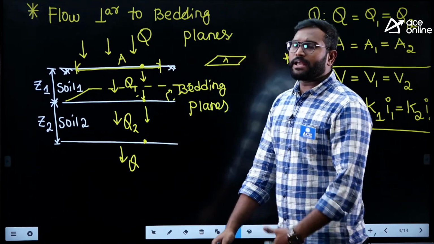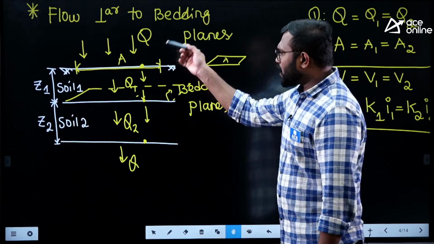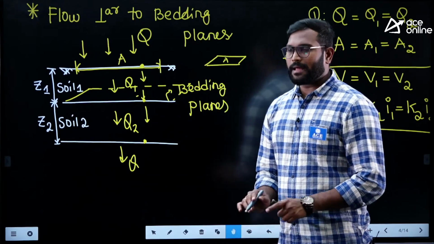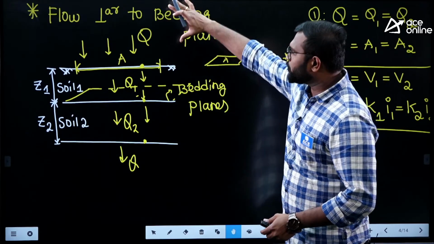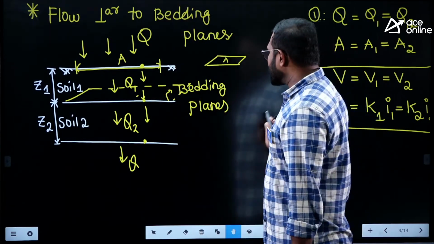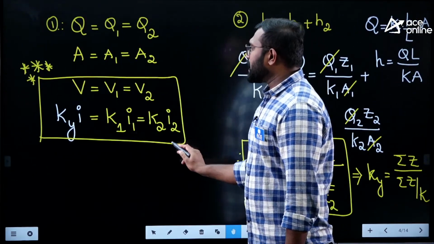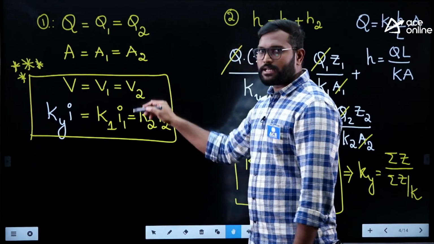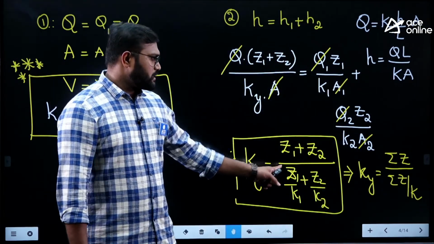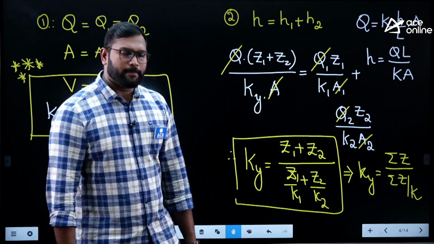Similarly, we can work out for flow parallel to bedding planes. Just like how I have explained, you can go through the flow parallel to bedding planes also, but I am not going to discuss that. My point is about focusing on the flow perpendicular to bedding planes. So for a flow perpendicular to bedding planes, I can say that the velocities of flow in all the soils are same, or else I can find out the Ky as summation of Z by summation of Z by K.